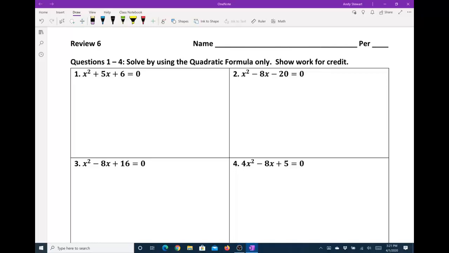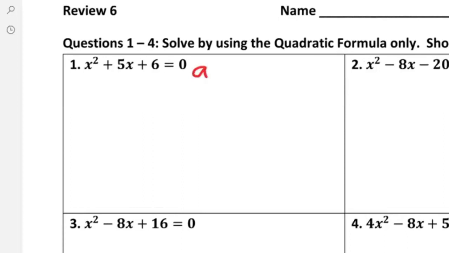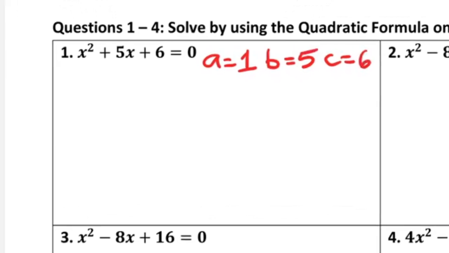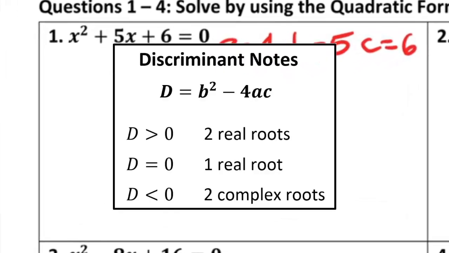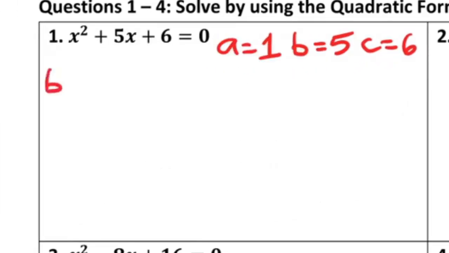Here's how to do review 6. Number 1. Begin by identifying A, B, and C. A is the number in front of x squared, B is the number in front of x, and C is the number at the end. Next, we're going to do what's called the discriminant, b squared minus 4ac.